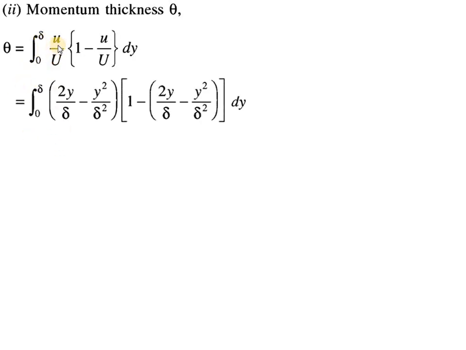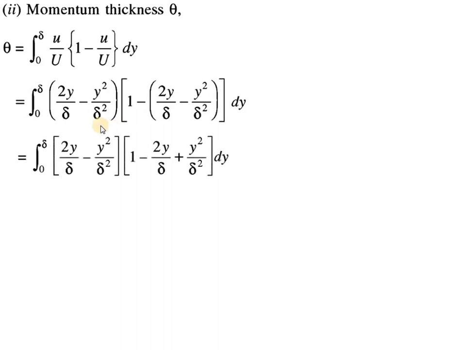We will substitute the value for small u upon capital U. Now you might realize that there will be multiple terms in this integration now, and that's why we need to deal with each term step by step. So let us proceed. Firstly, we will absorb this negative sign over here inside the bracket. Right now we will not touch this term. So this term is as it is, 2y by delta minus y square upon delta square.